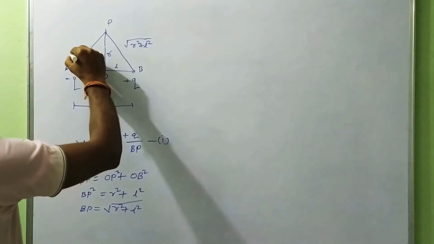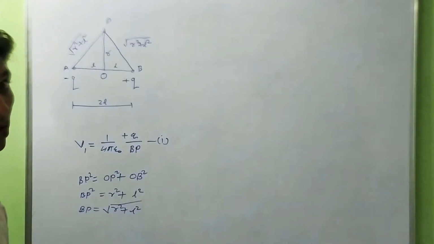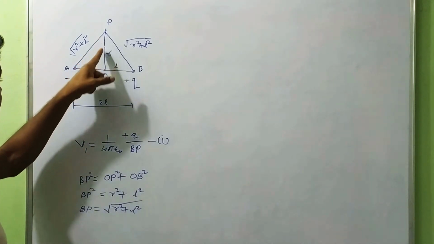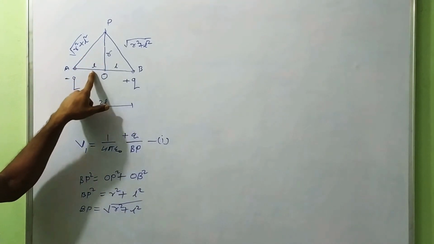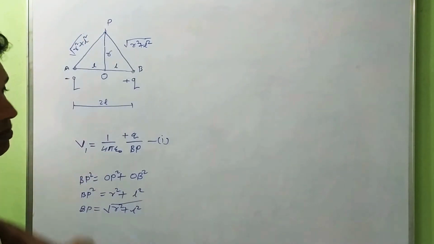And this also will be root of R square plus L square, because this is the bisector L. So AP will also be equal to BP.